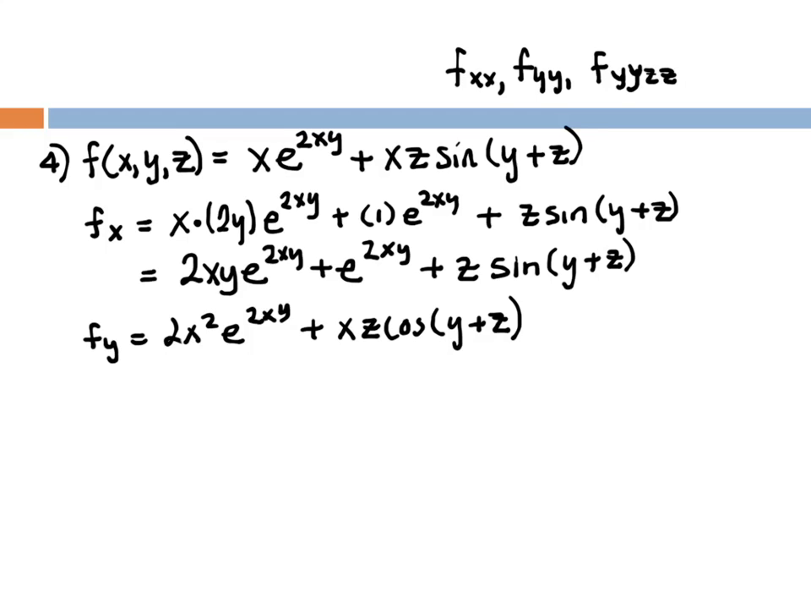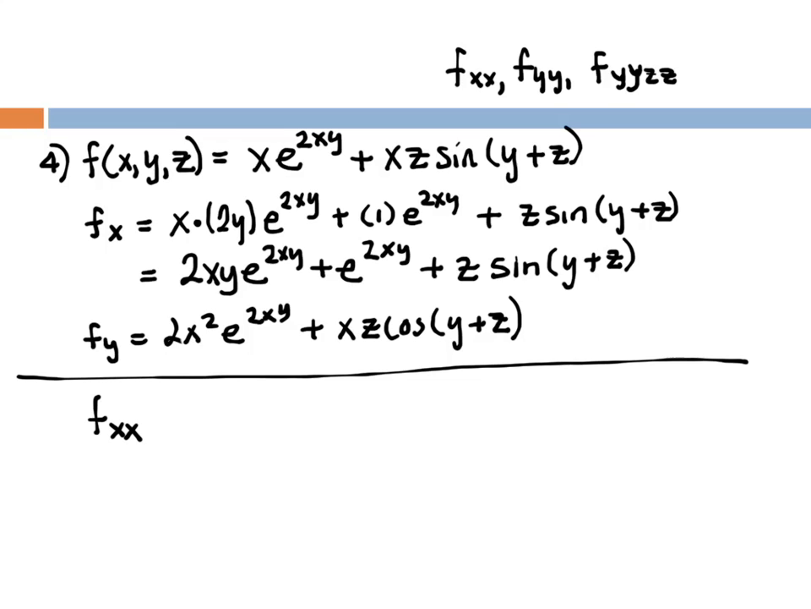So we have the two first partials that we need anyway. I mean, like we said, there's another one. We don't need it. So now we're going to find f sub xx. That was the first one listed. So f sub xx means that we're going to take our simplified f sub x equation and do the same thing again with respect to x.